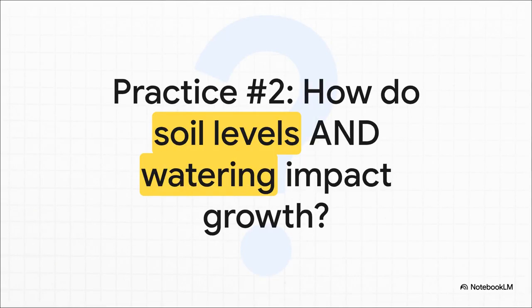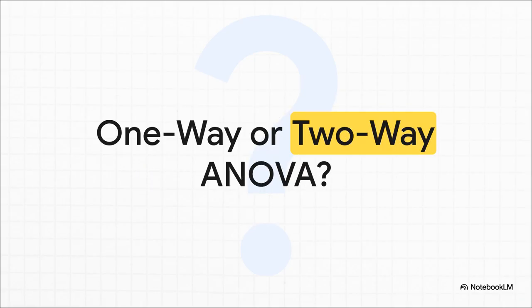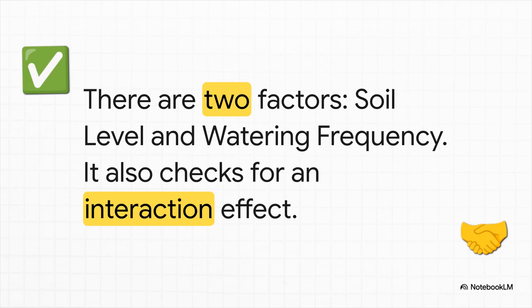Okay, next up. A biologist wants to see how different soil levels, low, medium, or high, and different watering frequencies, either weekly or monthly, impact how tall a plant grows. Look closely at what's being tested. What's the right test for this experiment? You got it. This one is a job for a two-way ANOVA. We have two distinct factors, soil level and watering frequency. And the test will tell us about the effect of the soil, the effect of the water, and most importantly, how they might interact with each other.